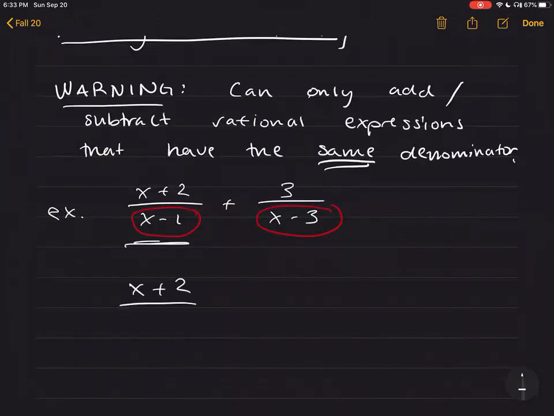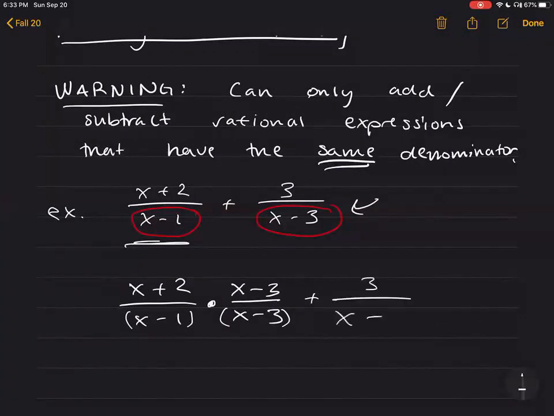And the way we're going to do that is I'm going to take this first one here, x plus 2 over x minus 1, and I'm going to multiply it by fancy 1. I'm going to multiply it by x minus 3 over x minus 3. And that way, when I multiply these out, I'll get an x minus 3 term in the bottom. And for this one over here, it's 3 over x minus 3, and then I'm going to multiply it by another fancy one, x minus 1 over x minus 1, because that way I will have an x minus 1 factor in the bottom.